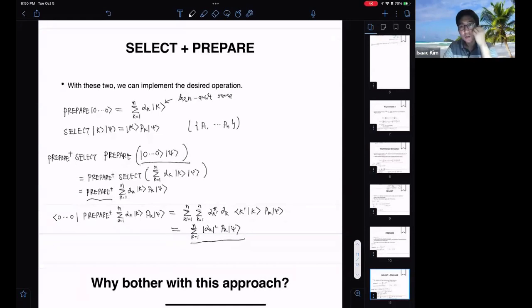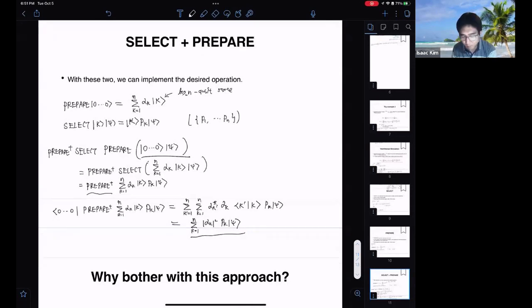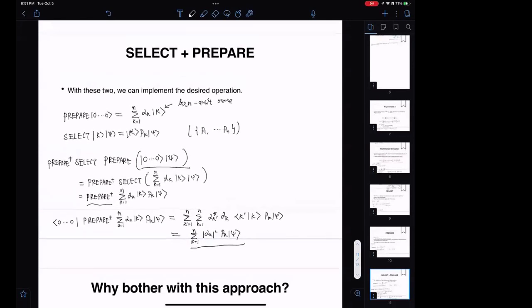And moreover, what this shows you is the following. You can understand the cost of this algorithm by inspecting the cost of the prepare and the select. Both are very well-defined procedures, and the cost of these methods has been studied very intensively. So this way we can get a more transparent understanding of the cost of applying this linear combination of unitaries.